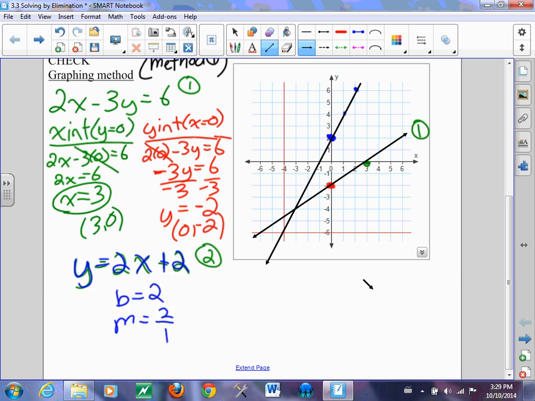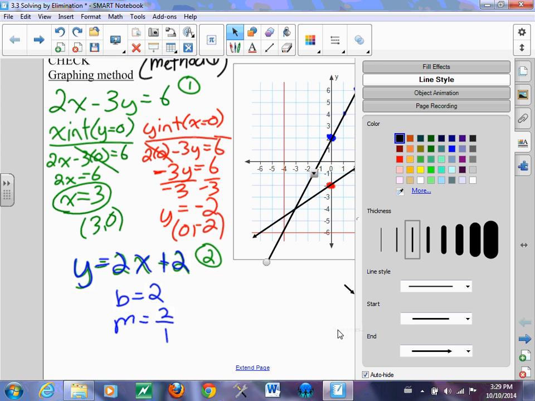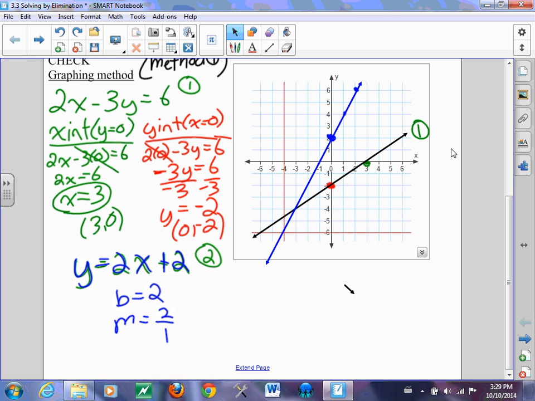Okay. Okay, so here we go. Properties. Get the arrows. I said I was going to make it blue for you. Okay.